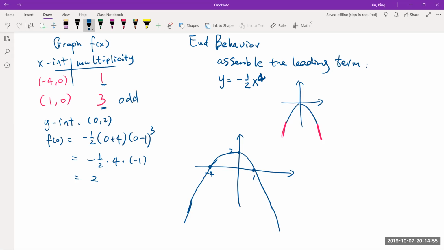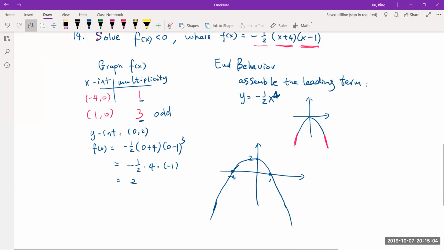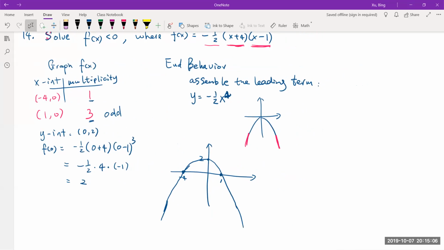This is a rough graph, right? But it helps us solve this inequality. So for f of x, what is our problem? f of x less than 0, the solution should be this part, right?